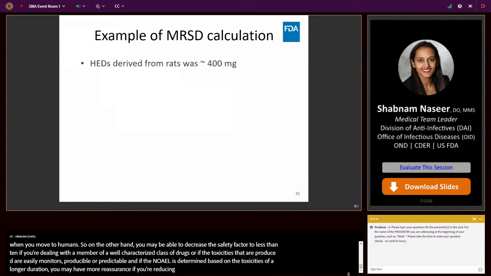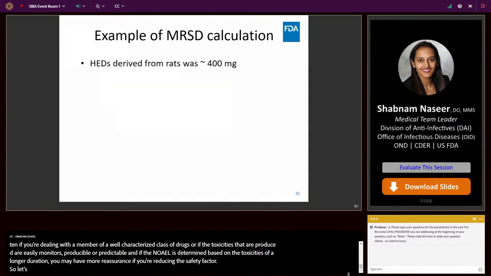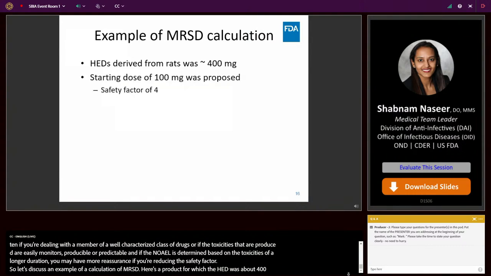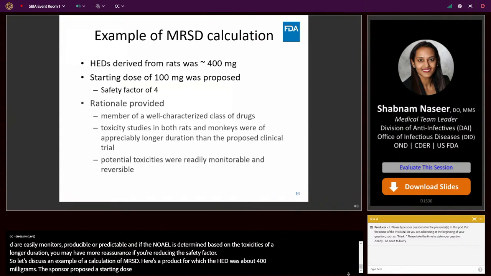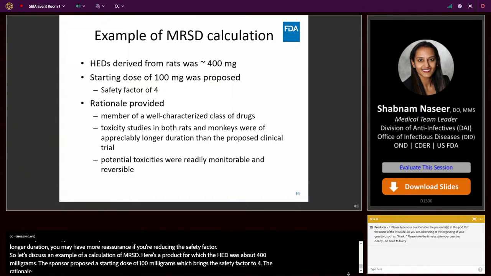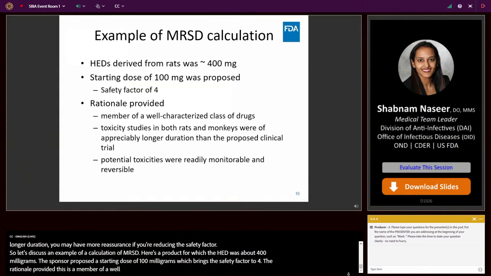So let's discuss an example of a calculation of MRSD. Here's a product for which the HED was about 400 milligrams. The sponsor proposed a starting dose of 100 milligrams, so that brings the safety factor to 4. The rationale provided was that this was a member of a well-characterized class of drugs, so using a factor of less than 10 was okay.